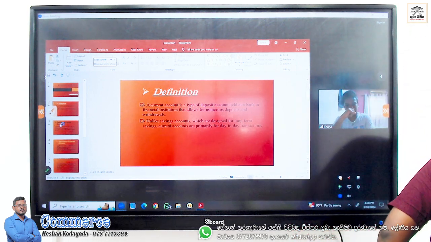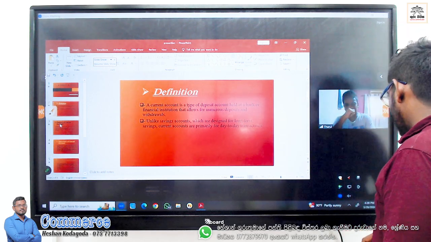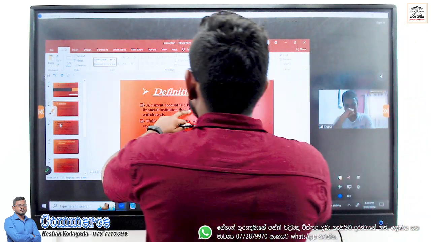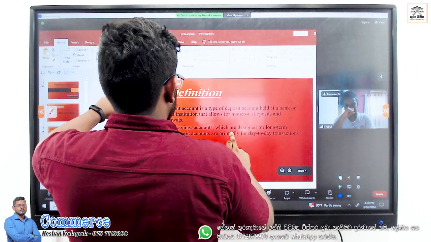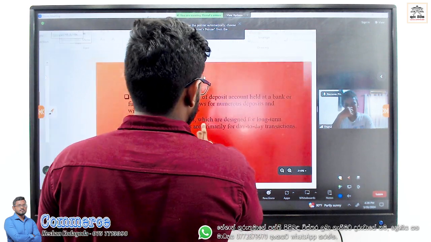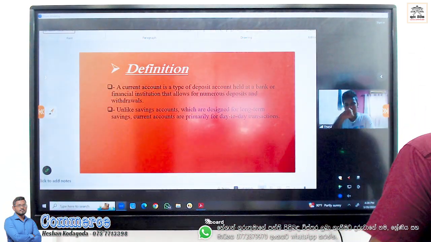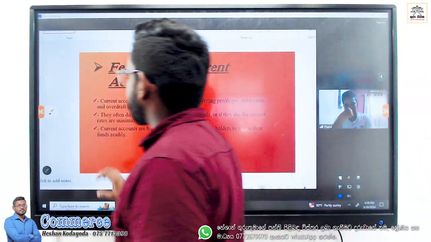Something wrong with the color, right? Okay. Never mind. So in here you can see the definition. Unlike savings accounts, which are designed for long-term savings, current accounts are primarily for day-to-day transactions, right? Okay. Let's move to the other slide, please.